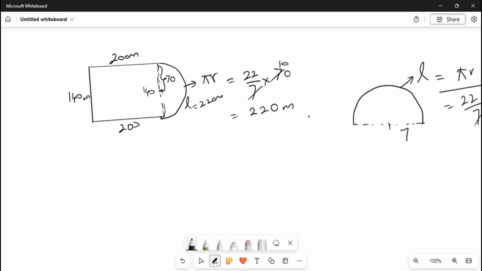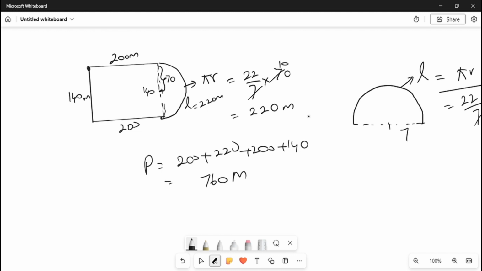Now let's add all these edges and find the perimeter of the shape. We start from here, 200 plus 220 this edge, and again 200, again 140. So 200, 220, 420, 620, 720 and 40, 760 meters. This is how we are finding the perimeter of a compound object like semicircle and a rectangle piece.